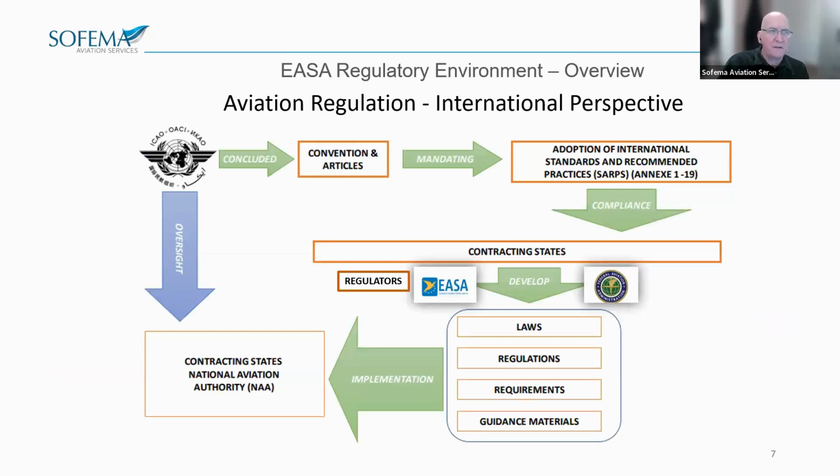The SARPs, as developed by ICAO, are turned into conventions and articles which mandate their adoption. So the adoption of the SARPs practices from ICAO is enabled in the contracting states via the regulators, via EASA, FAA, and other national regulators. So the recommended practices form the basis of aviation laws and regulations in all of the contracting states across the world.